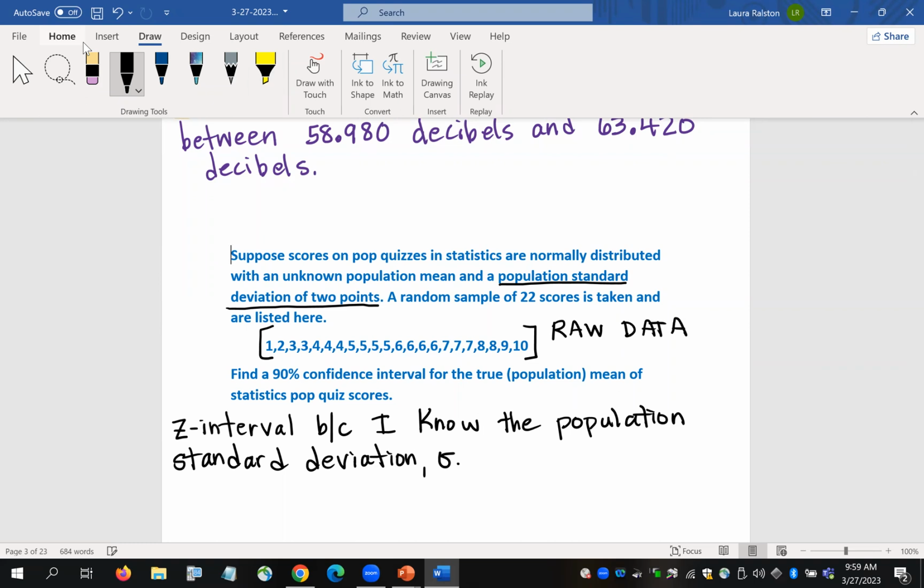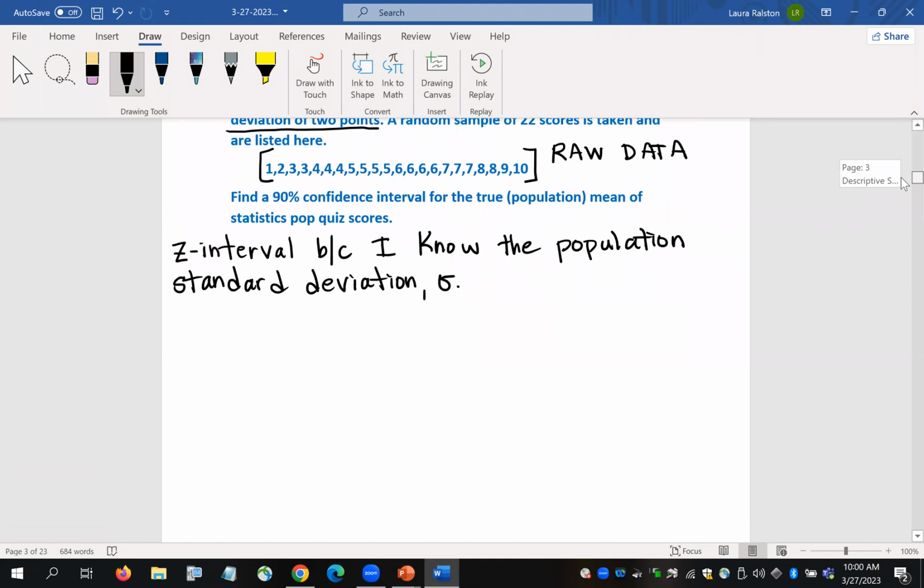I'm not told in this problem the sample mean is this, the sample size is this. It actually does tell us the sample size, but it does give us the confidence level. I could still work the problem. I just have to slightly change the command. So this problem is an example where you're given the raw data, but it is a z-interval because I know the population standard deviation.